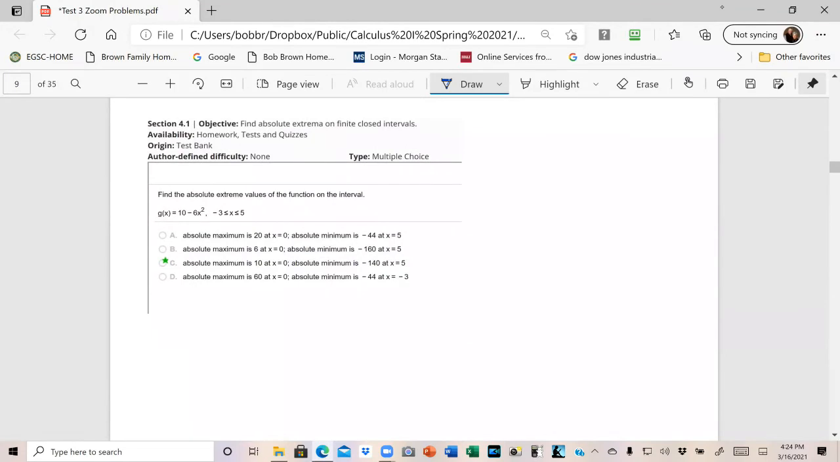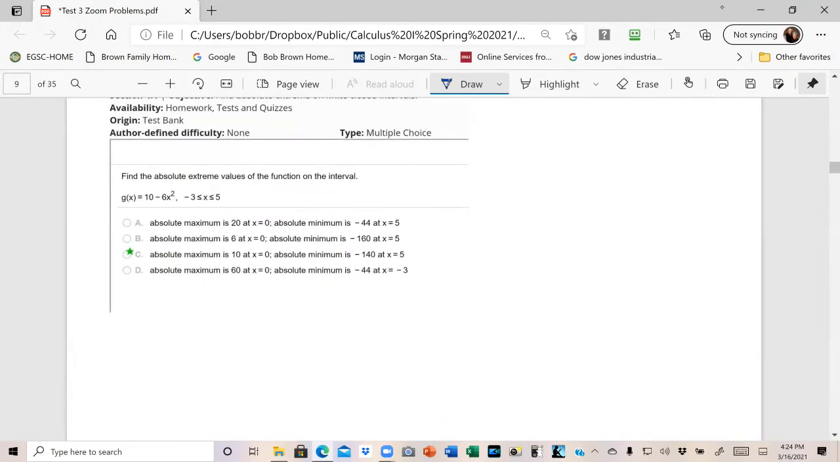Now here we want to find the absolute extremum of the function on the interval minus 3 to plus 5. And remember, you need to check the endpoints and also the critical points. So the first thing we'll do is look at the critical points. And g prime is equal to minus 12x. You set it equal to 0, and that means that x equals 0 is the critical point.